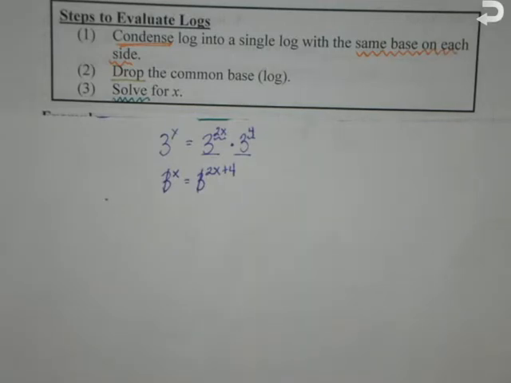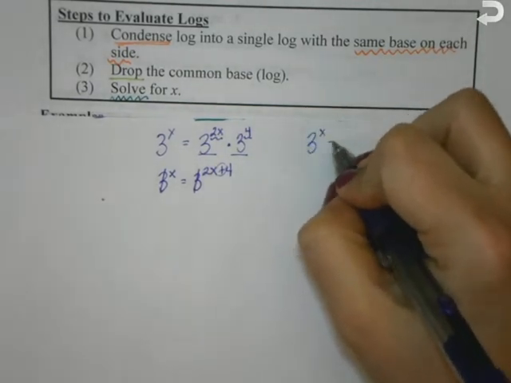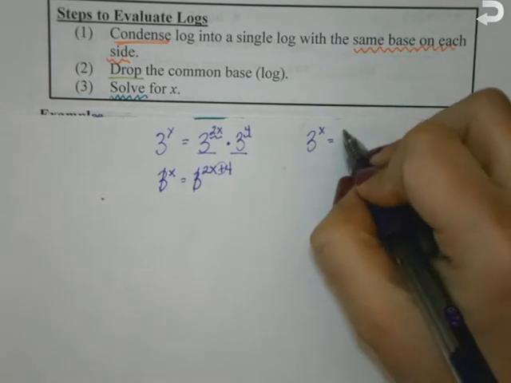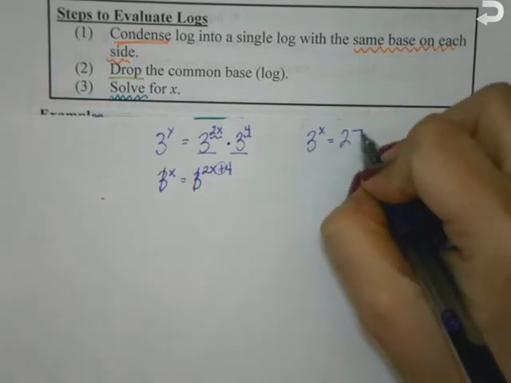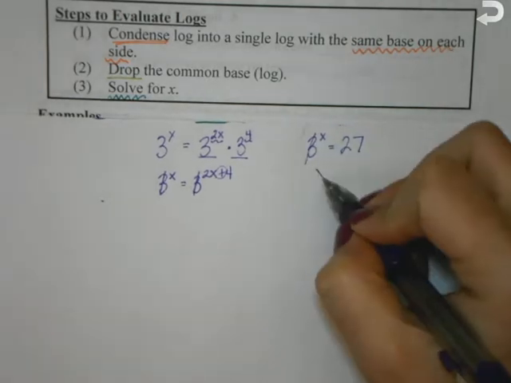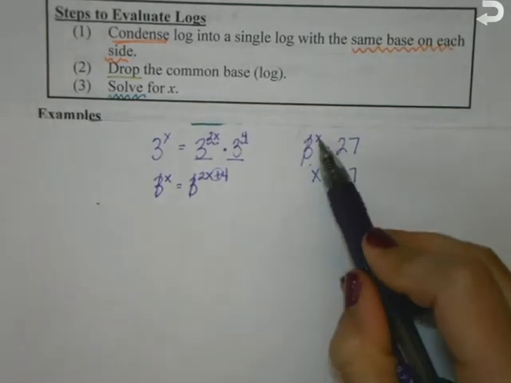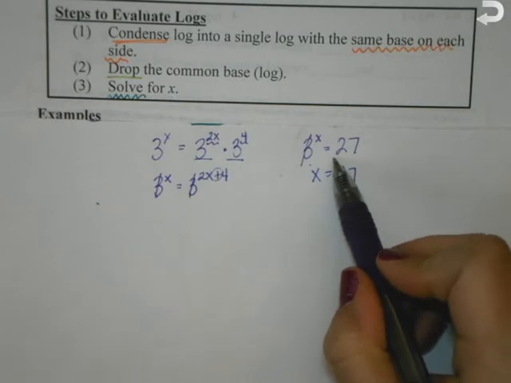If you don't condense on one side, your operation is the wrong one because you didn't put them together. The other mistake that I see is not getting one log on each side. So what if I gave you this? 3 to the x equals, let's just say, 27. And then I get students that say, oh, okay, we can drop the base and x equals 27. Can you do that? No, because 3 to the 27 is definitely not equal to 27, right?